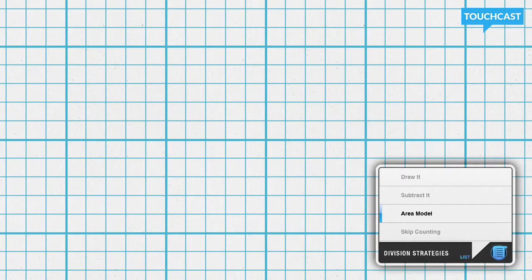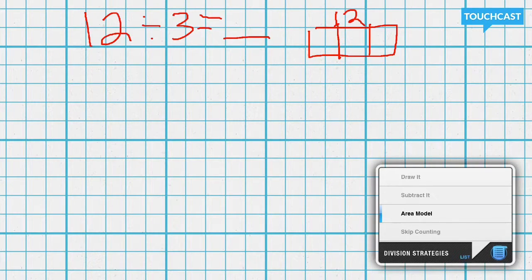Let's try another problem. All right, let's do 12 divided by 3. That means we have a total of 12 boxes, and we're going to divide it into 1, 2, 3 parts. And we're going to find the quotient. And remember, this is also the inverse operation of multiplication: whatever our answer or quotient is times 3 should equal 12. Okay, so let's do our box method again.